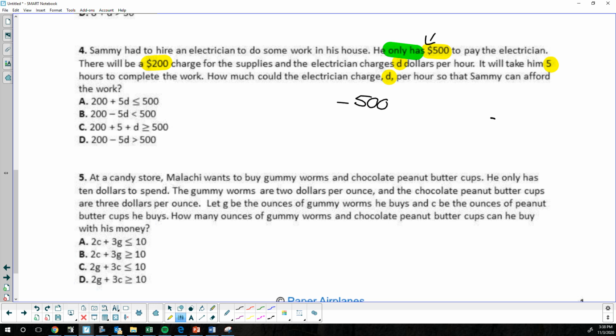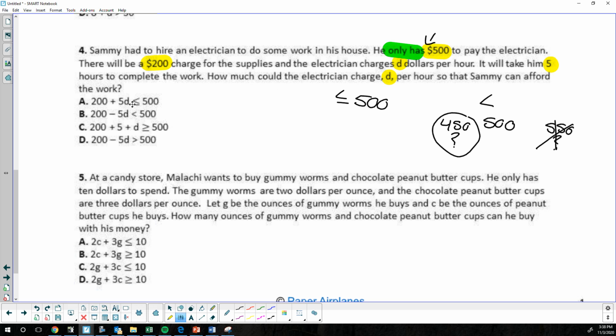So let's talk about this. $500. If I only have $500 in my wallet, can I spend $450? Yes or no? Can I spend $550? Yes or no? Hopefully you thought it through. I can't spend $550. I could spend $450, that's okay, which means it should be less than. So I know I need less than or equal to.